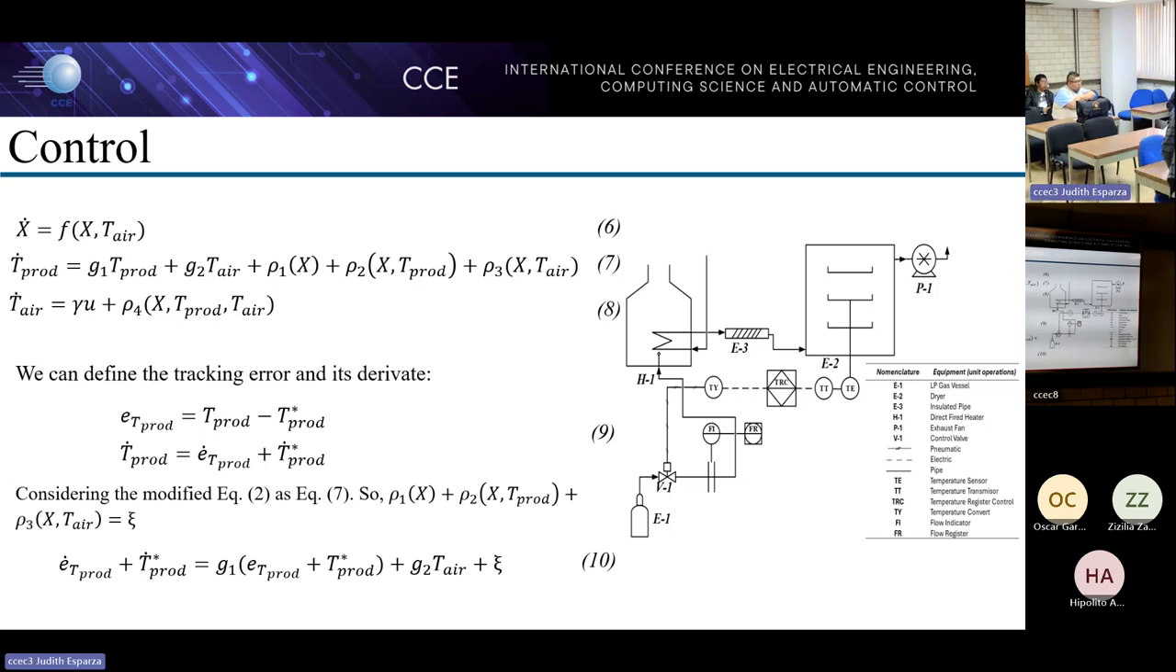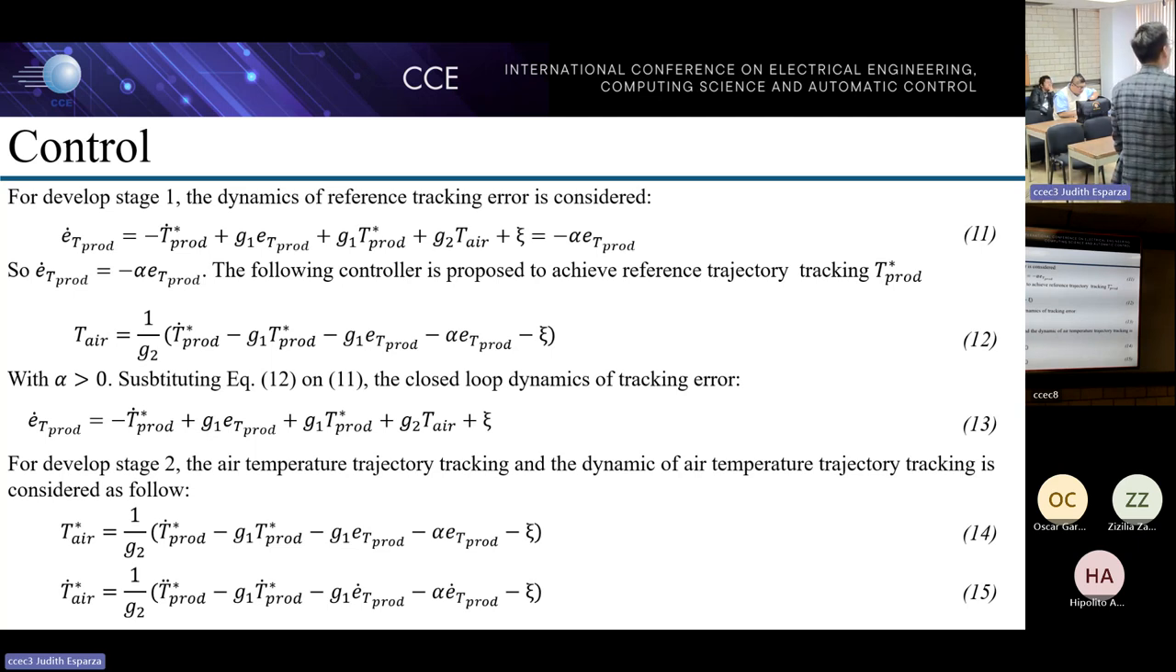The control strategy takes the model of the process, equations 6, 7, and 8, and we can define the tracking error. We propose a trajectory for the product temperature, and the dynamics of the product temperature is the following equation. Considering all the nonlinearities of the model has some uncertainty, we can obtain equation 10. For develop stage 1, the dynamics of the reference tracking error is considered. We can observe that the dynamics of the error of the product temperature is proportional to the error of the product temperature, and so we can obtain equation 12.